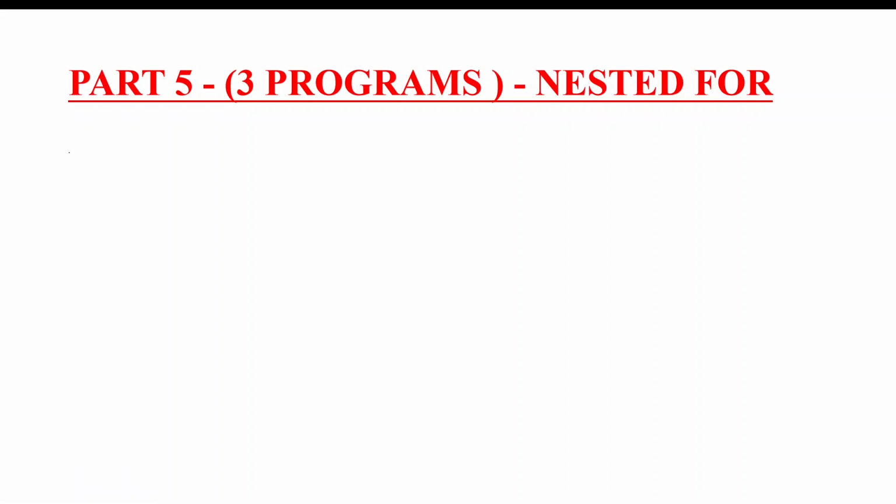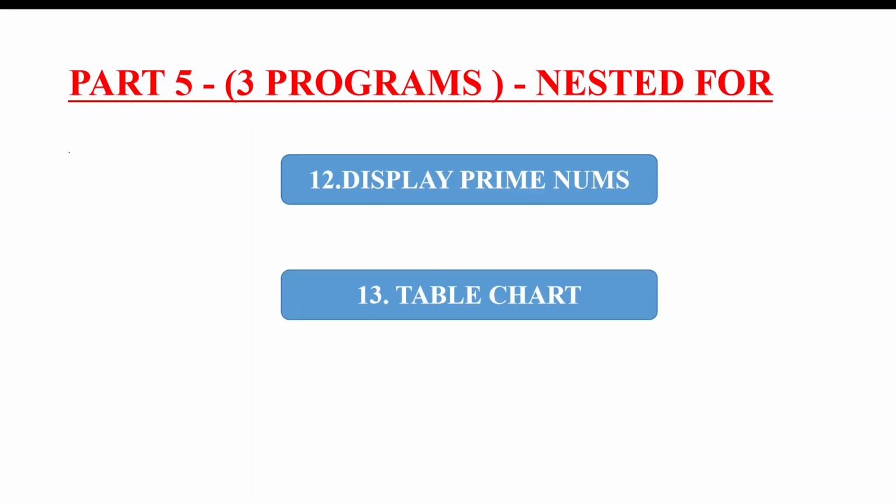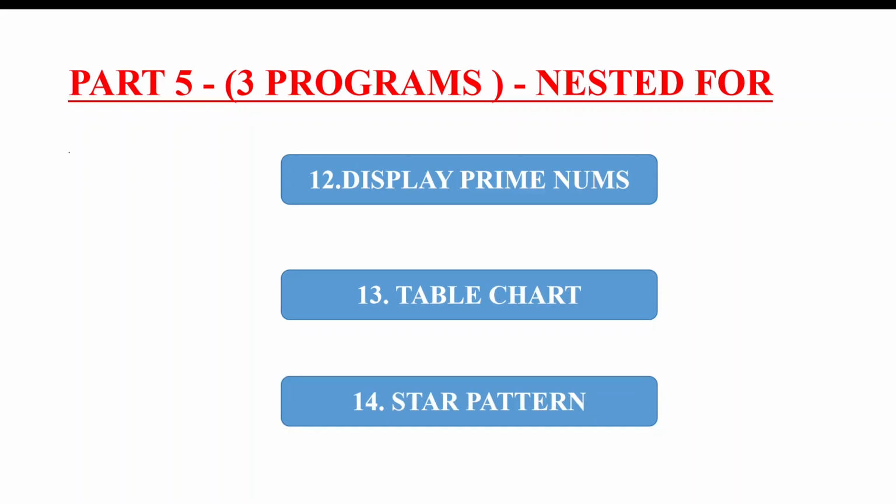In this video, we are going to discuss 3 programs based on the nested for loop. The 12th program in this series is to display prime numbers between two bounds, upper bound and lower bound. Next, printing the table chart using nested loop. And finally, the star pattern.